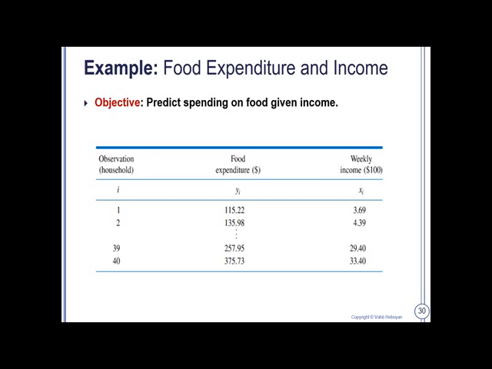We have 40 households, and we have data on how much money they spend a week on food, and then what their weekly income is. In this case, it's in hundreds. So basically, 3.69 is 369, 4.39 is like 439. It's just the way the data is coded. Okay, so why is this important?